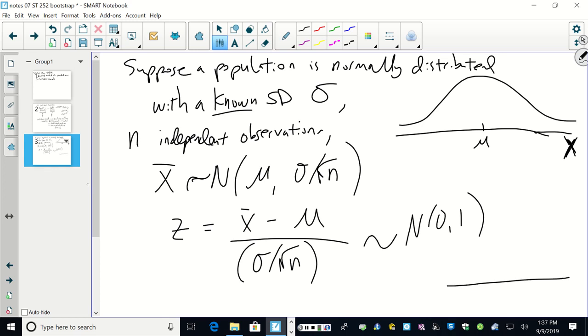So that would be a distribution of z here that's centered at 0, and then we know a lot about its probability structure. We know what, yes?